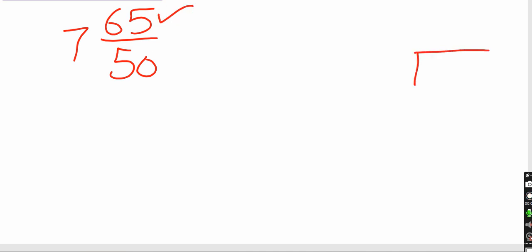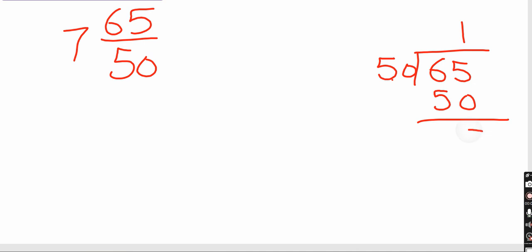The top number will always go inside. 65 by 50. Okay, 65 divided by 50. Sometimes students say 50 divided by 65. No. The top number. 65 divided by 50. 50 goes in once, which is 50. What is left? 15 left.